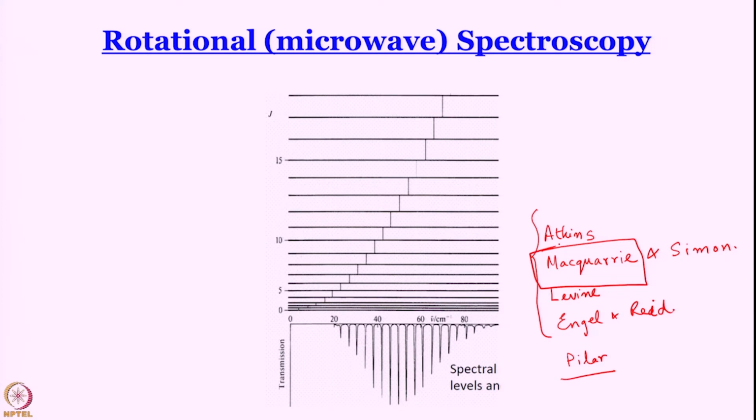And all these discussions that we are now doing on rotational and vibrational spectroscopy, you would find them in all these books: Atkins, McQuarrie and Simon, Levine, Engel and Reid, maybe not Pilar. And also you could study spectroscopy from the book by Banwell and McCash. This is the introductory book on spectroscopy that everybody studies at the beginning, and then if you are interested in spectroscopy, there are many more texts available, but we can talk about that later.